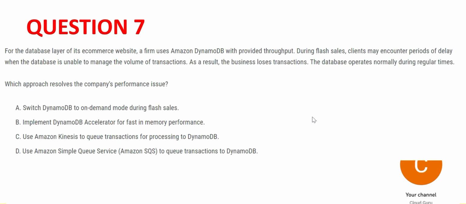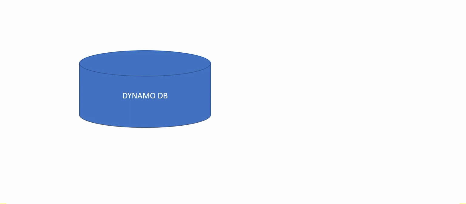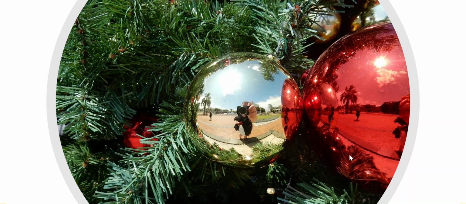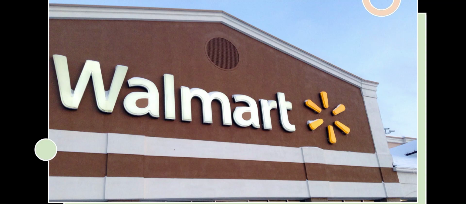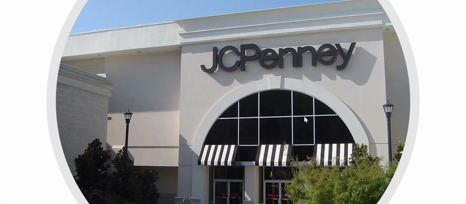Pause this video here, read this carefully, identify your own keywords. See, there is a DynamoDB database, an application is using it, and during flash sales, there is a lot of pressure. Simple. What can be an example of flash sale? For example, Christmas. A lot of retailers during Christmas, they will put flash sales. Due to flash sales, what happens? More transactions happen because more customers come to your shop physically, or they do online shopping in JCPenney or some other websites like Amazon.com or Flipkart.com.